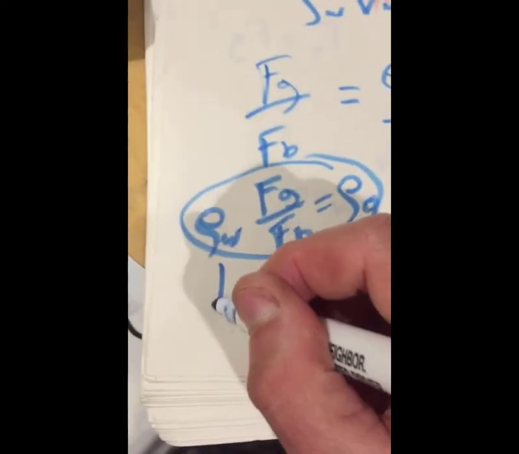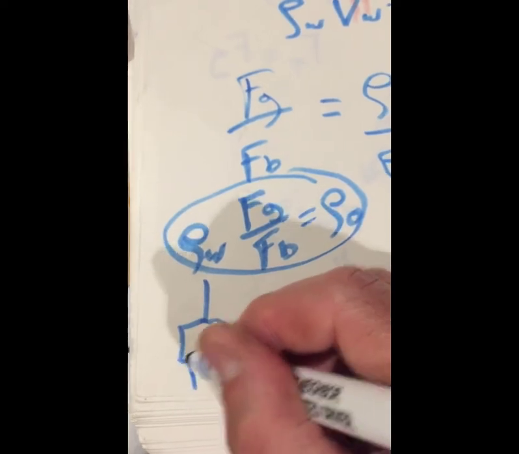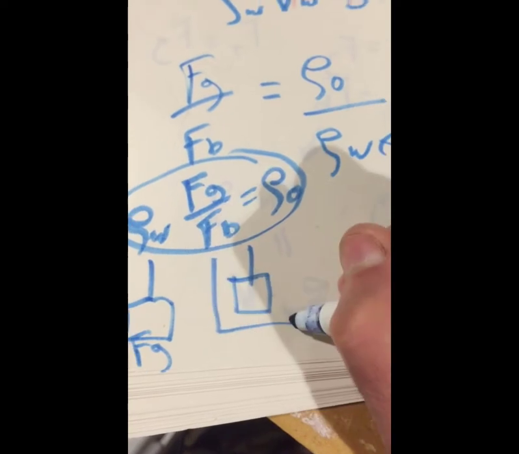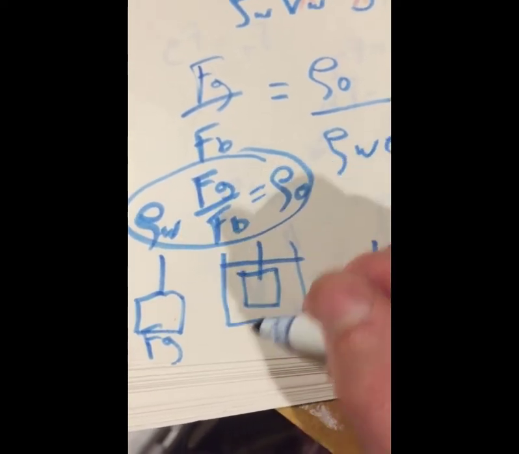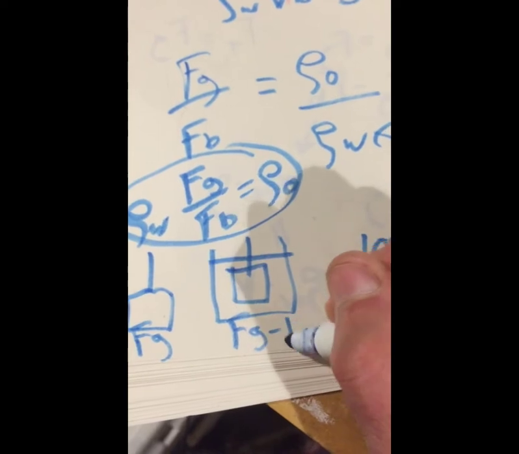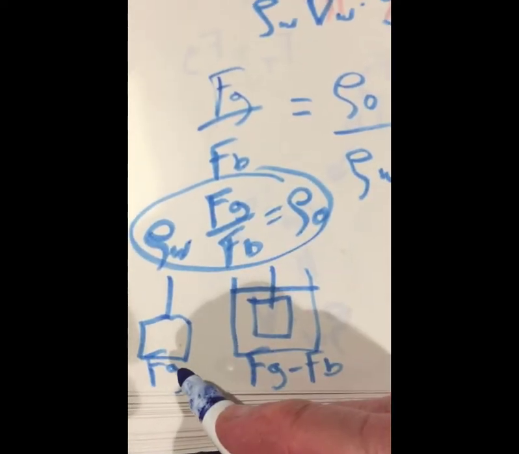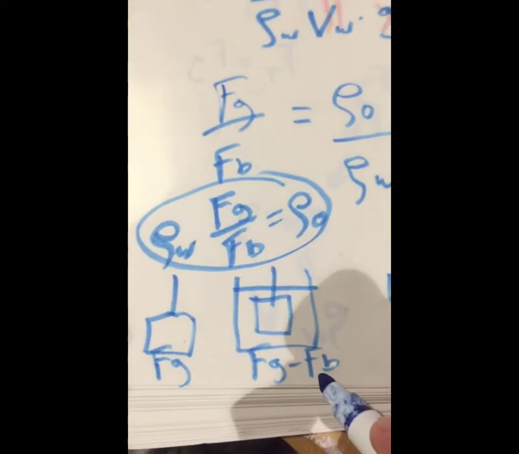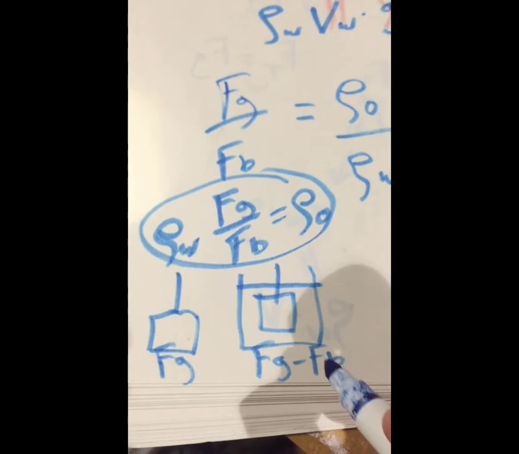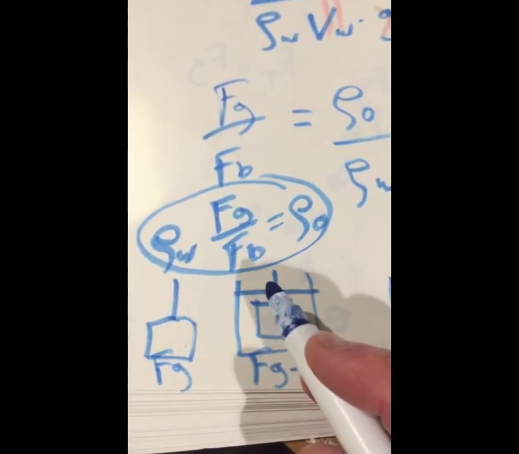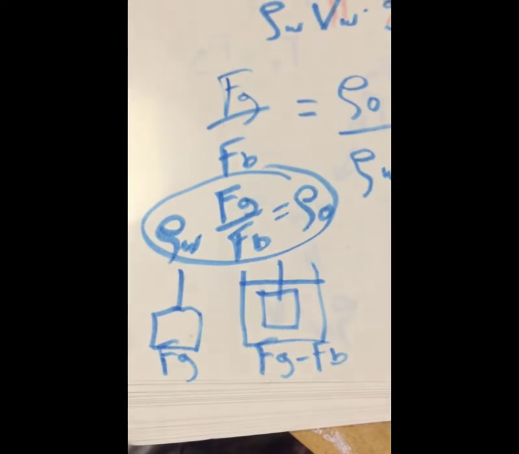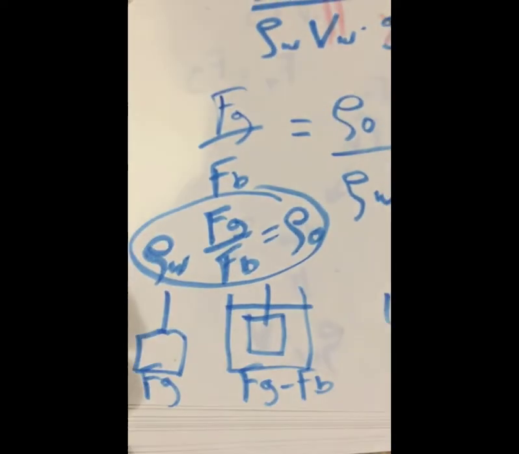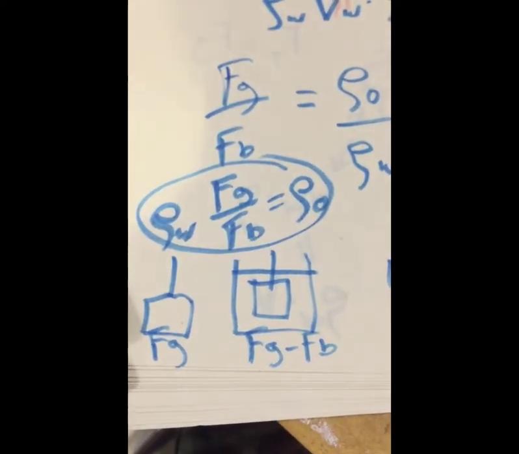We talked about it earlier that if you just have the object in the air, it's Fg. If you have the object submerged in water, the tension is going to be Fg minus Fb. So if you take Fg and subtract from it Fg minus Fb, you'll get Fb, the buoyancy force of the object. So this is a really quick way for us to get the density of an object, and I'm going to show you through a demonstration how we can do that.